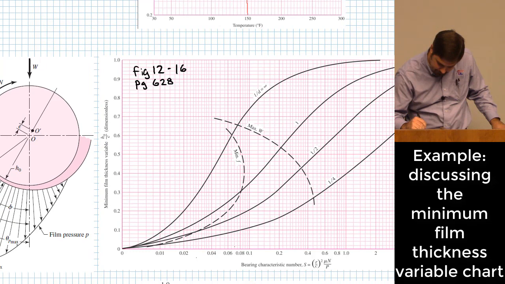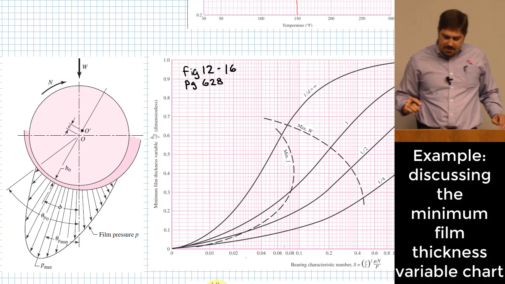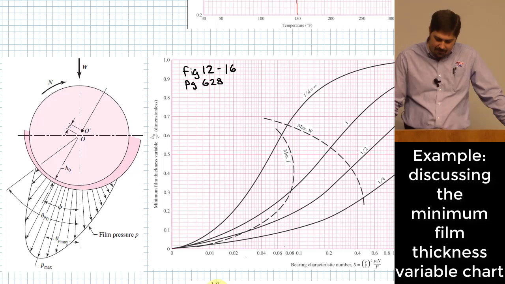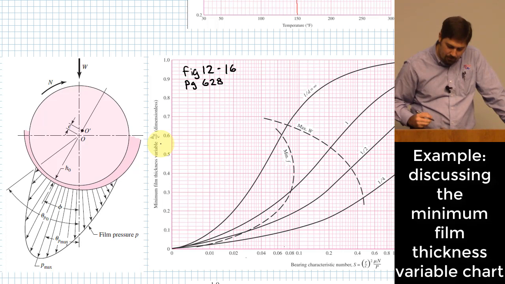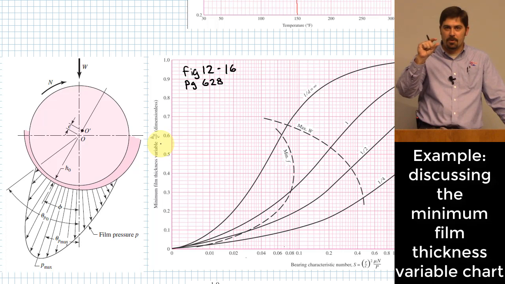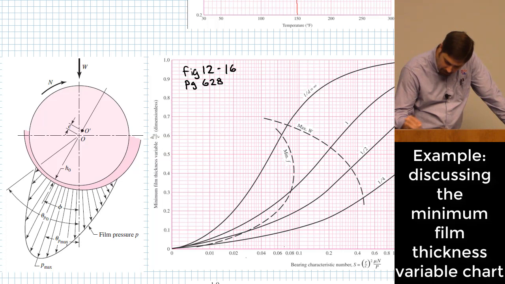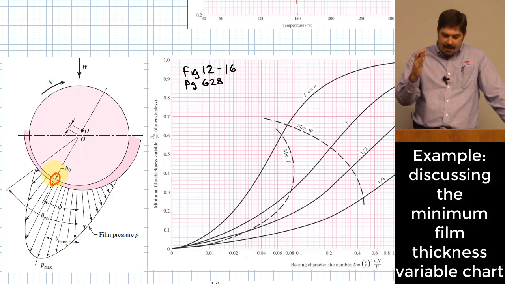And next to figure 12-16, I wanted to show you what it is kind of driving at. Over on the vertical axis, we're looking at the minimum film thickness variable, which is the minimum film thickness divided by the radial clearance. So it's this ratio that tells you how far off you are from your original radial clearance. And that is shown right here. That's where your minimum film thickness is going to be. It is going to be located angularly off from straight along the direction that the load is being applied.